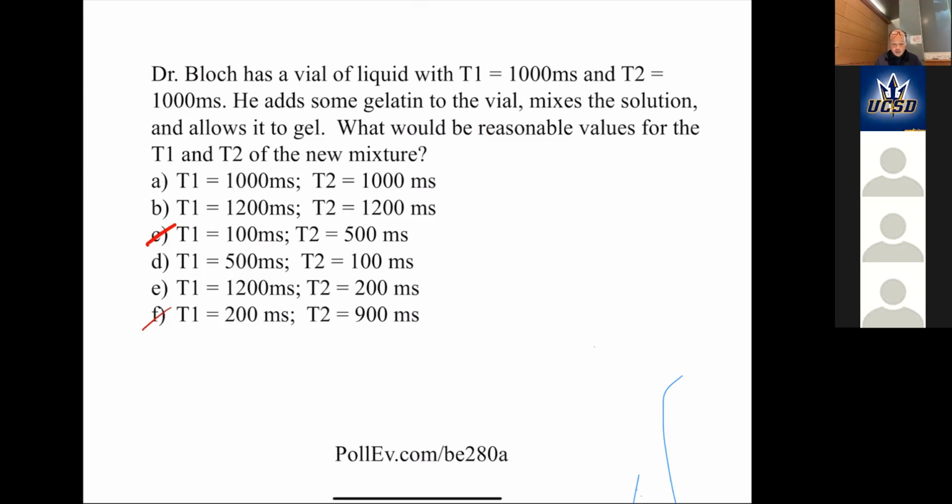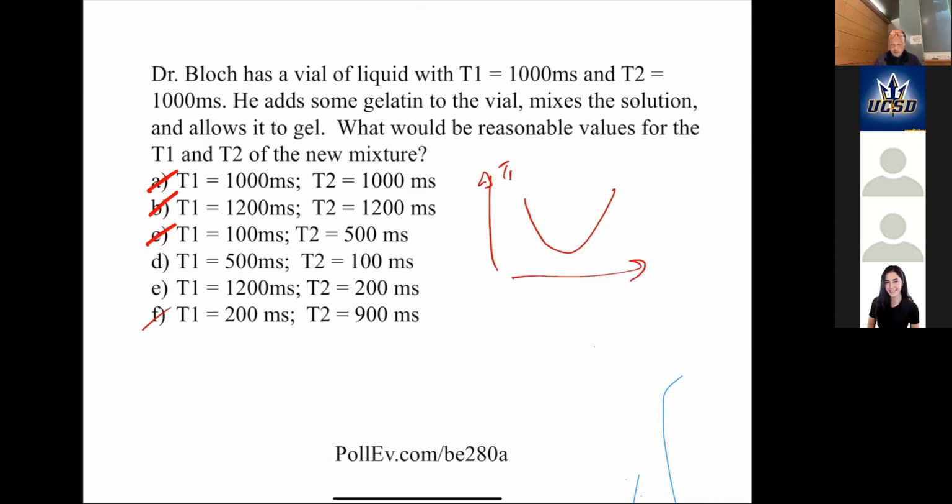Now, obviously, if we add gel, there's going to be less rotation, so the tumbling rate is going down. So we know T2 has to go down, so obviously A and B can't be correct. Now we're left with either D or E. Let's think about that. We know that T1 has this dependence here, and we were at 1,000.